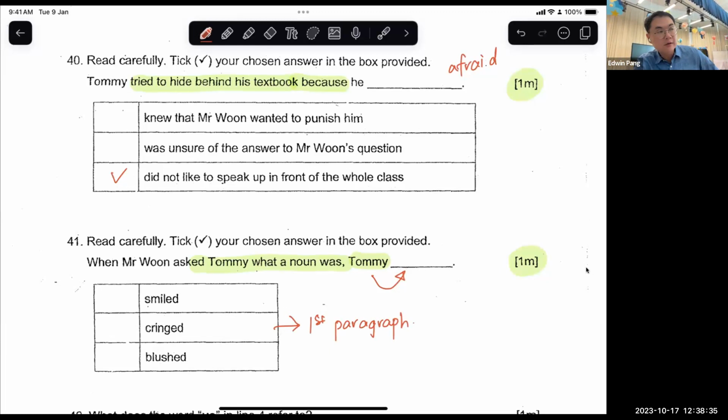Can I have Ethan to try this answer, please? Blush. Sorry? Blushed. Very good. Yeah, that's why. Can you explain to us why blushed is the correct answer?